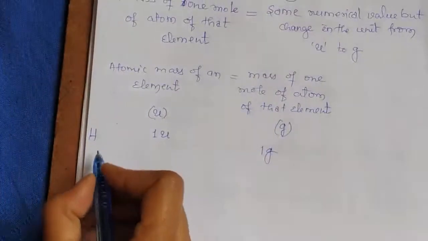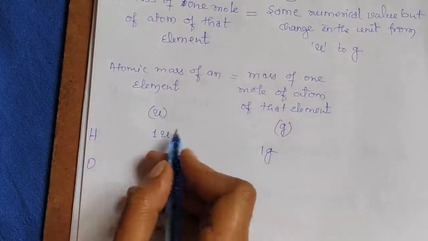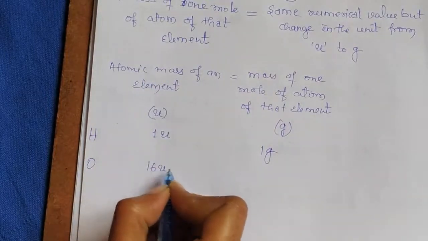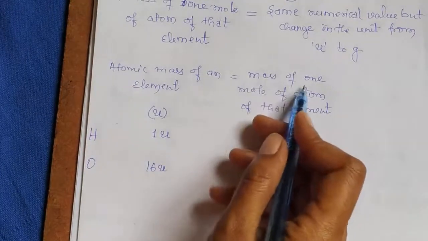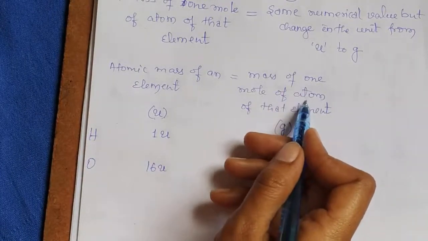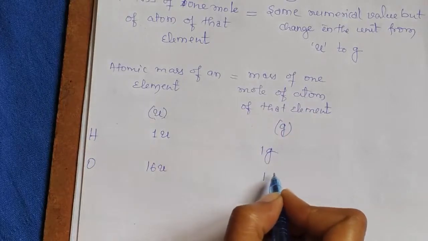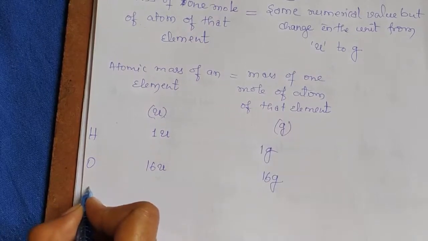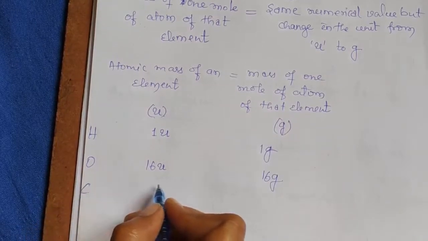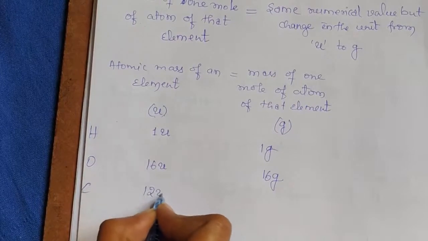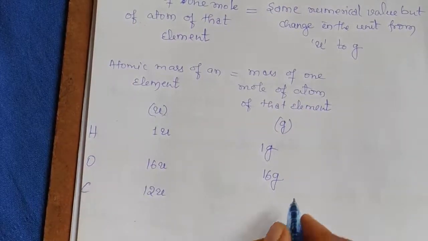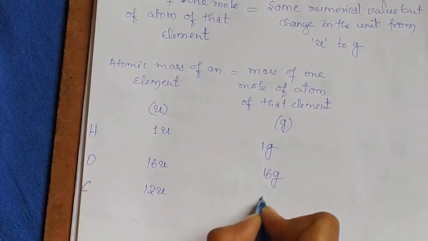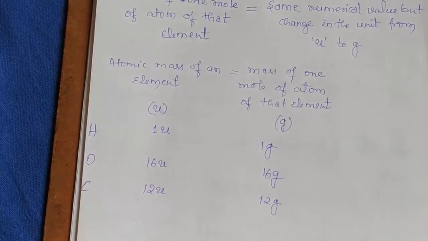Similarly if you take oxygen, atomic mass of an oxygen atom is 16 atomic mass unit, but mass of 1 mole of oxygen atoms is 16 grams. Similarly if you take carbon, atomic mass of carbon is 12 atomic mass unit, but mass of 1 mole of carbon atoms is 12 grams.